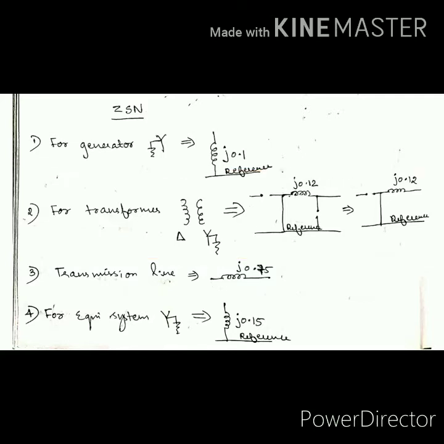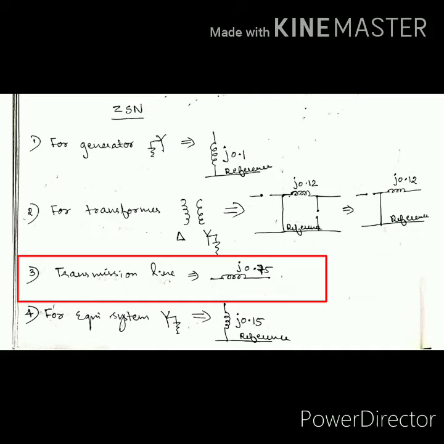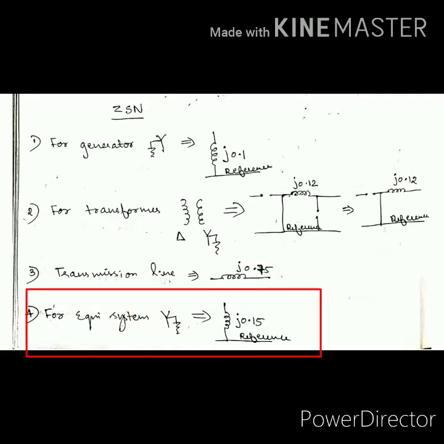Next component is the transmission line. Transmission line, it is very easy. You see the question how much they have given. For the transmission line it is 0.75 per unit, so just write J0.75. Finally for the equivalent system, you have a star with its neutral grounded. So when it is star with neutral grounded for the equivalent system, you have to just draw a reactance J0.15 connected to the reference.